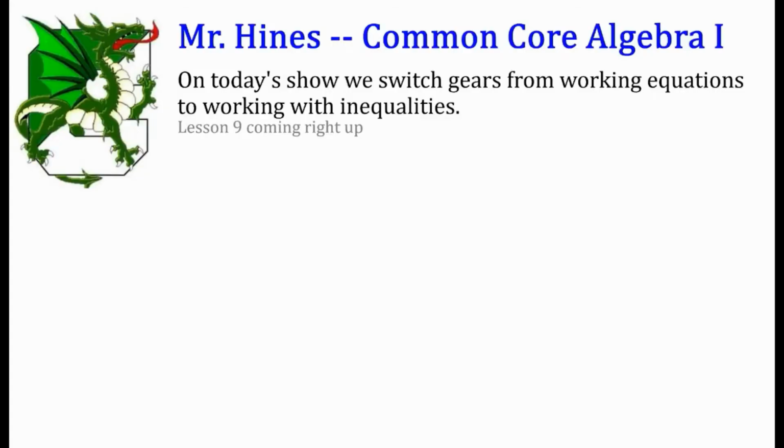Hi everybody, on today's show we switched gears from working with equations, statements of equality, to working with inequalities, less than and greater than statements. So we switched gears from working with equations to inequalities.